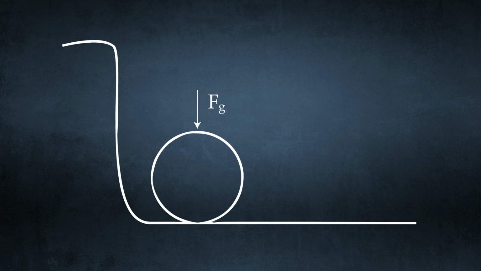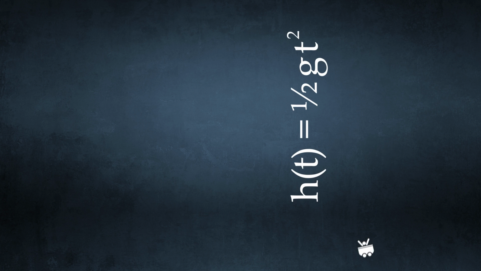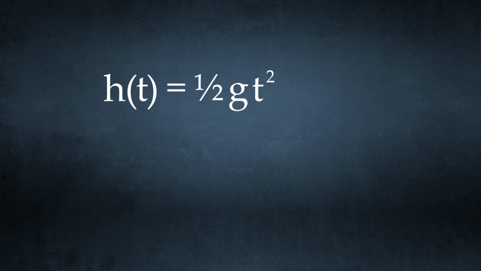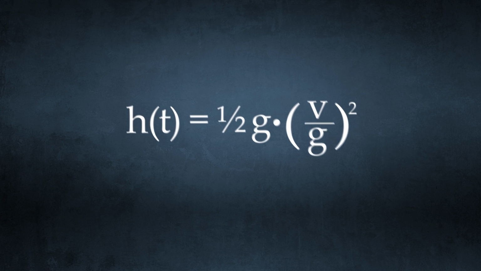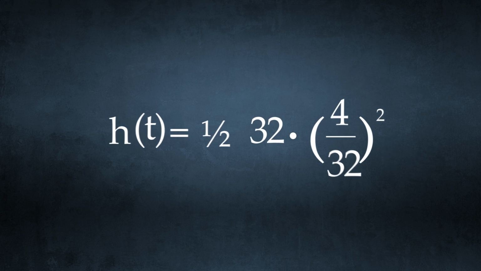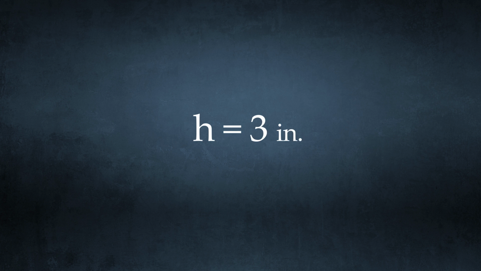Even though gravity works against us at the top of the loop, gravity can work for us to get the rider up to speed by dropping the rider from the right height at the start of the ride. When an object is dropped, the distance traveled by the object is calculated like this. The velocity of the object is calculated like this. Solving for time and inserting it into the dropped object equation gives us this. Plugging in our velocity of 4 feet per second, we know our drop height needs to be 3 inches.